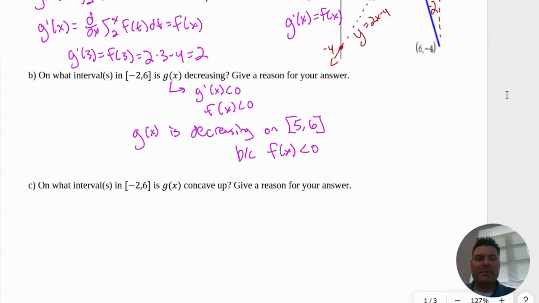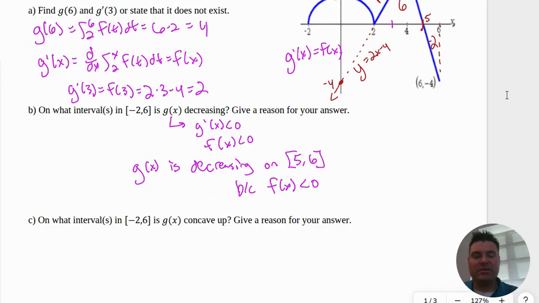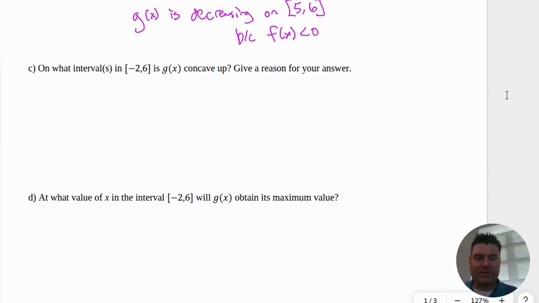Okay? Some people like to put g prime of x equals f of x is less than 0. That's totally fine as well, but this will get the job done for us. What about concave up? So we're pretty much on the same question here.